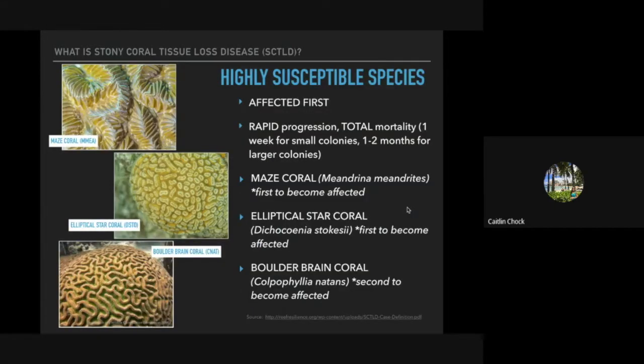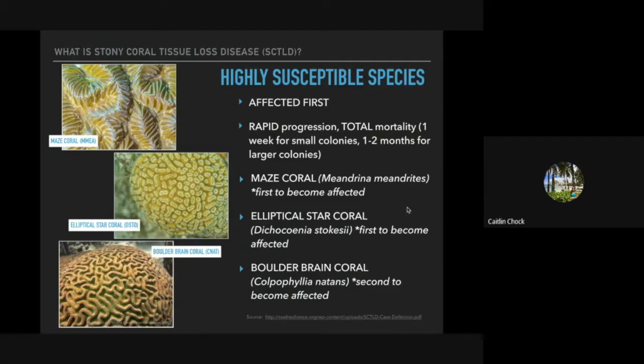Okay, so what are our highly susceptible species? These are the species that are affected first. These are the ones we're really looking out for. These species have a very rapid progression to total mortality. It could be one week for small colonies and one to two months for larger colonies. So that's really quite fast.